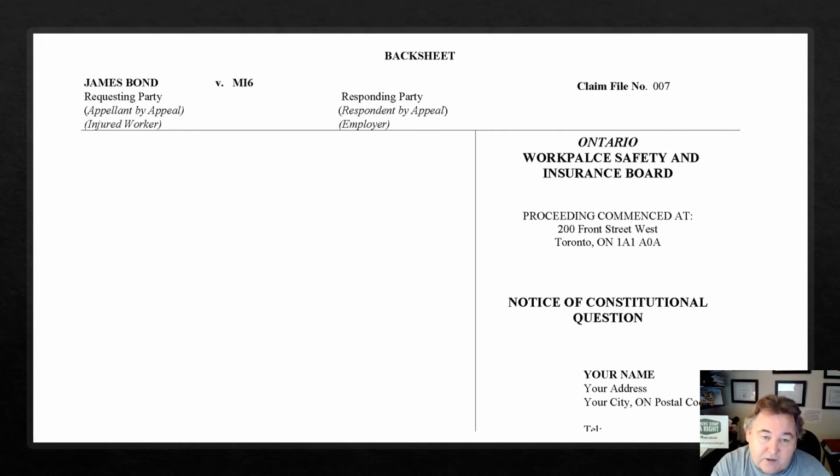On the right side, it shows the claim number. It also shows the forum, or what I call the legal forum, which is the Workplace Safety Insurance Board. And of course, I spelled workplace wrong. That was a typo, I'm bad with typing. It also shows the proceeding of where it started. So in this case, it'd be 200 Front Street, Toronto. That's where the WSIB is right now.